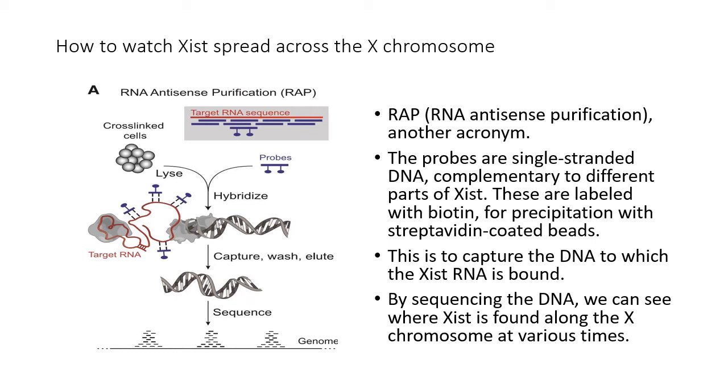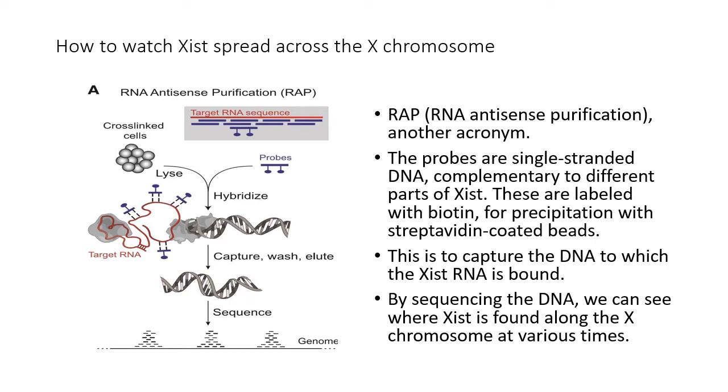Okay, so how to watch Xist spread along the X chromosome is going to involve another high-tech ChIP-like acronym called RAP, RNA antisense purification. Okay, in this case, it's a similar idea. We're going to have cells which are expressing the Xist. It's going to be an inducible system, as you'll see in a second. But the probes, instead of being antibodies, are single-stranded DNA, which are complementary to different parts of Xist.